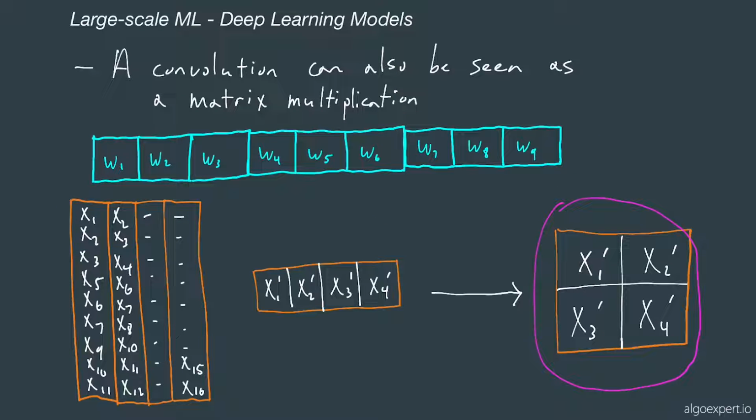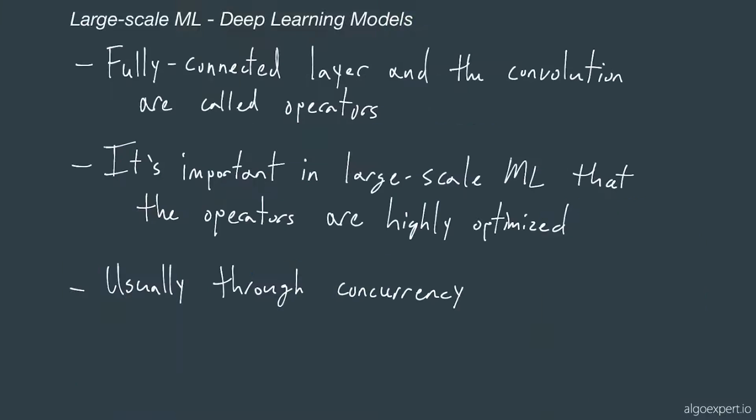So that's generally how we more efficiently can perform convolutions to some image with some kernel without stepping through each subsection of an image. This allows us to use those efficient linear algebra libraries that we talked about earlier to even implement convolutions. So fully connected layers and convolutions are called operators. It's important in large-scale machine learning that the operators we use are highly optimized. And in our case, this typically happens through concurrency.